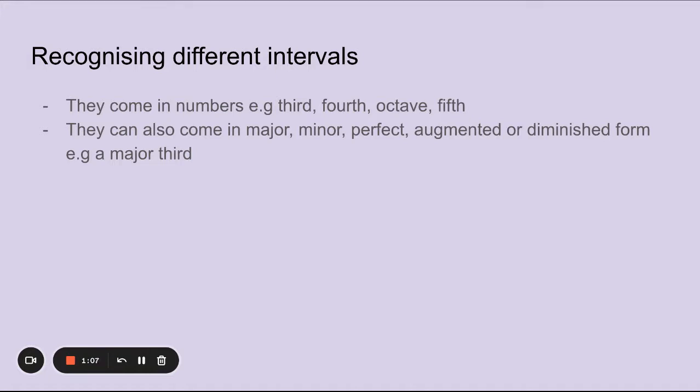So, for example, you can get a major third, which should be C to E, and a minor third, which is where we're going to remove one semitone and flatten that third note. So that would take us to E flat rather than E. So a major third would be E, a minor third would be E flat.